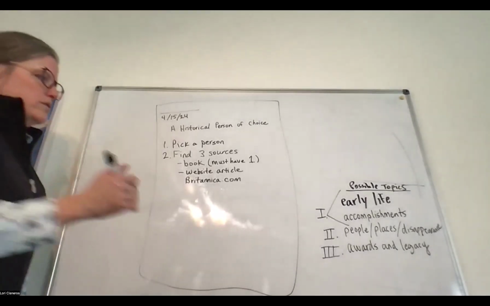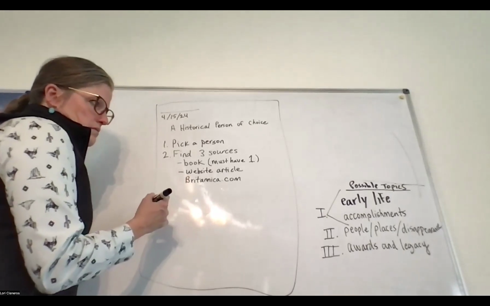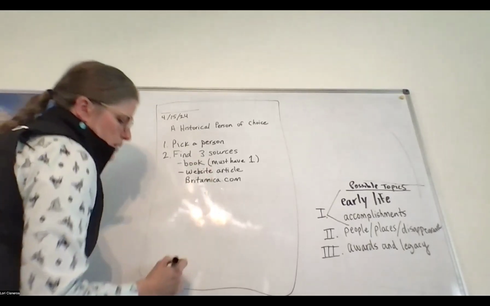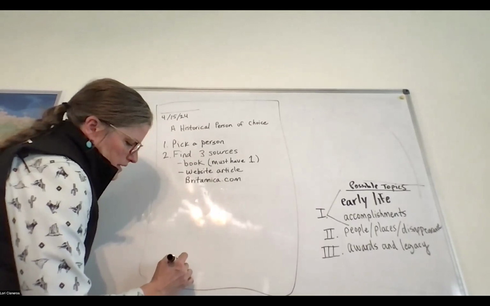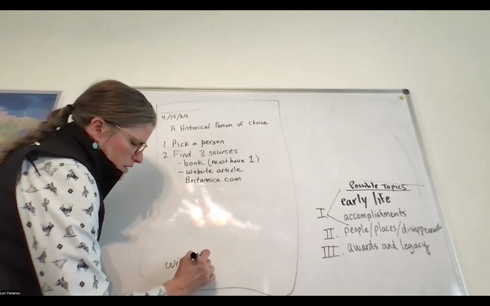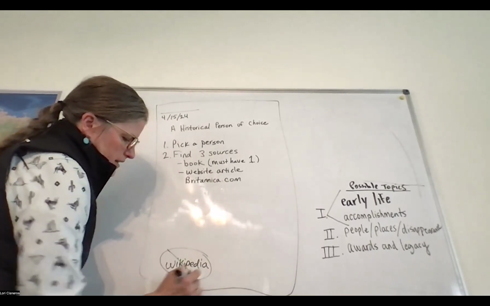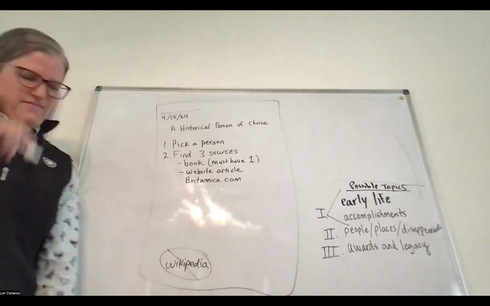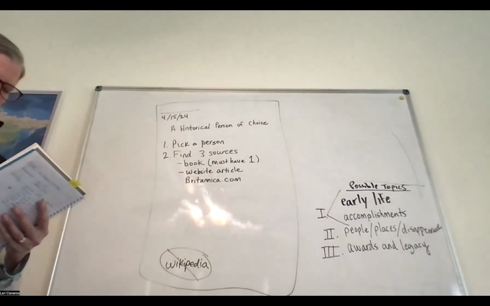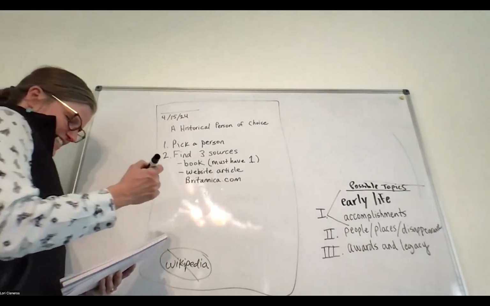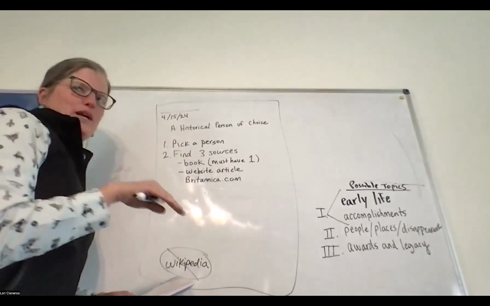So don't use Wikipedia. Maybe at the bottom, let's put Wikipedia and then put a circle and a line through it. How do you even spell that? Wiki.